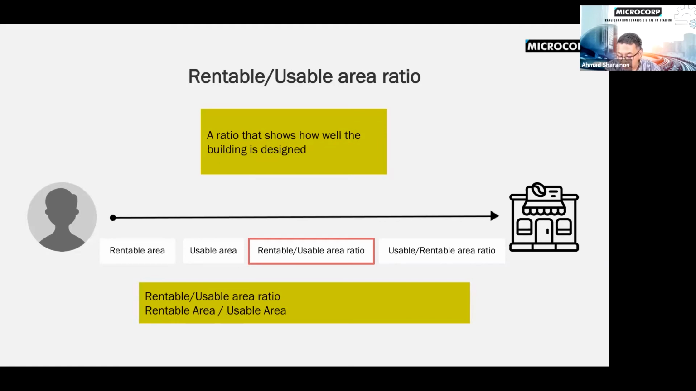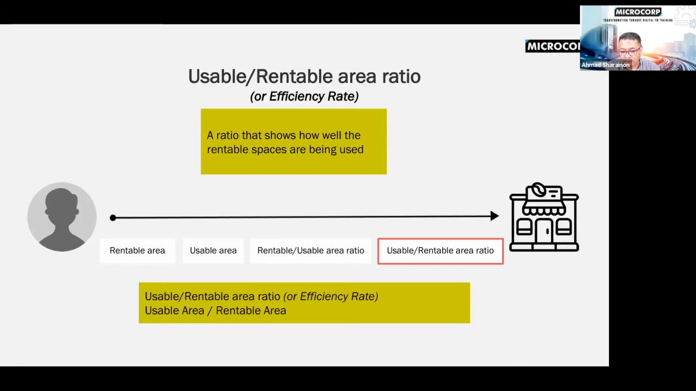Any question related to this calculation? A little bit of mathematics tonight. The ratio normally shows how well the building is designed. If you are talking about rentable versus usable area, the ratio shows how well the rentable space is being used. This is talking about efficiency rates.